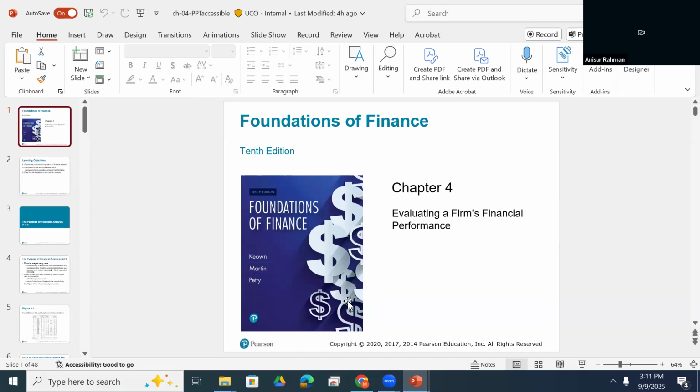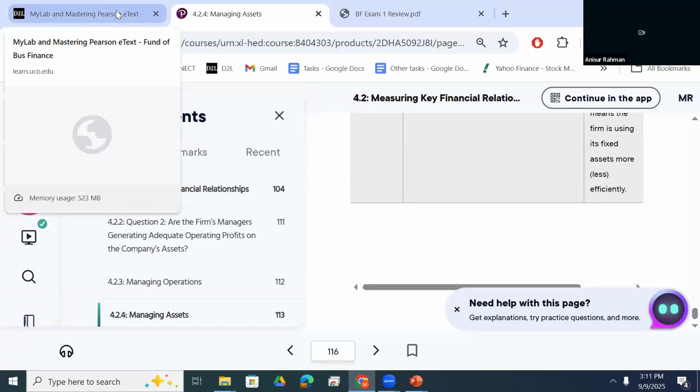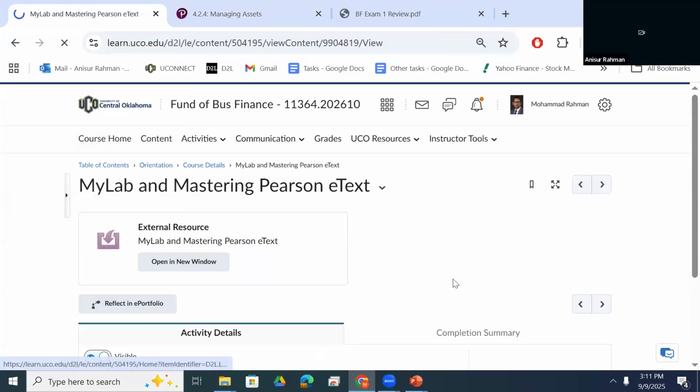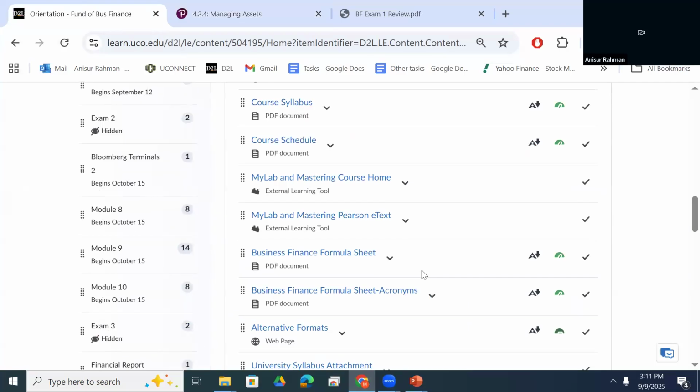And for the math questions, solve the quiz problems, the graded quiz, and also the self-test which are not graded, and the homework problems. As you prepare for the exam, make sure you use the formula sheet as your only resource, right? In addition to the financial calculator, of course.